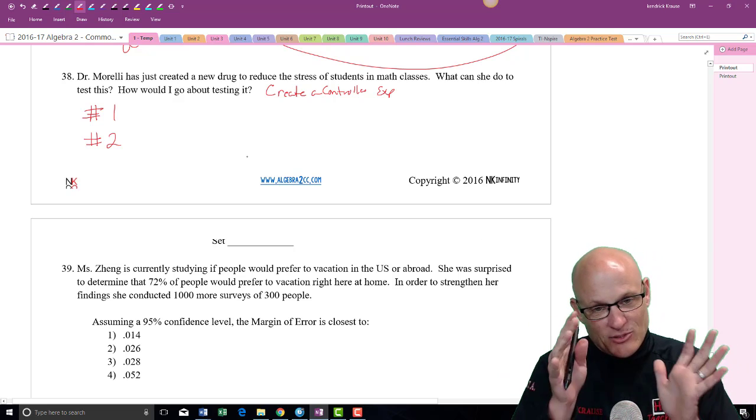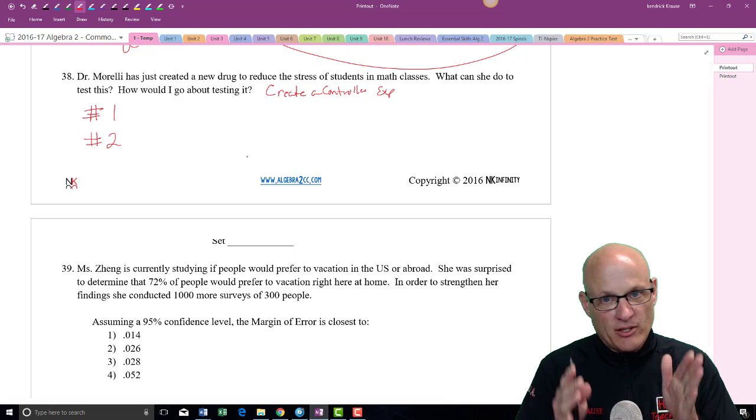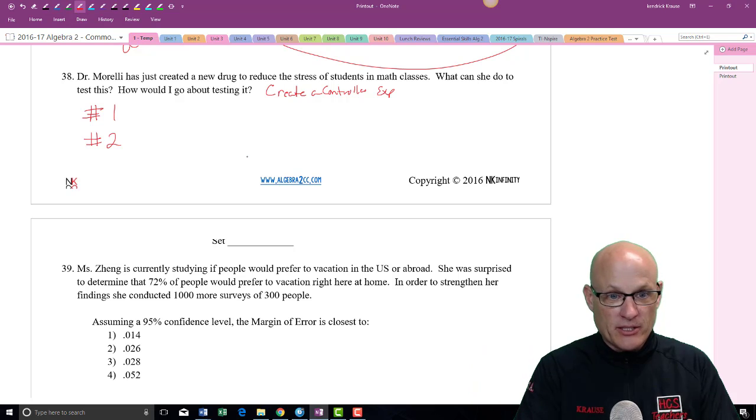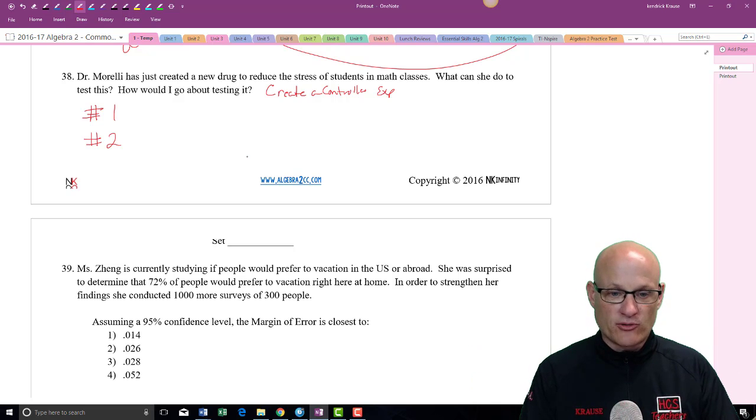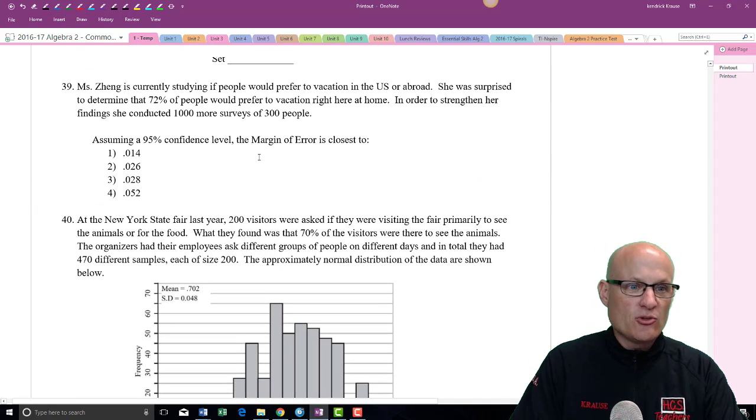If you don't use the word random, it's wrong. So she's going to create a controlled experiment, randomly select two groups of people. One of the groups is going to get the treatment or the drug to reduce stress. One of them is going to get a placebo. And she's going to collect data and make some assumptions or analysis. That's it. Two questions left.